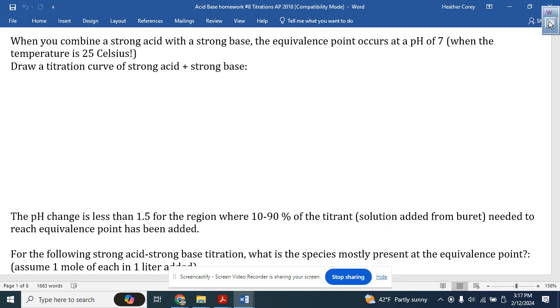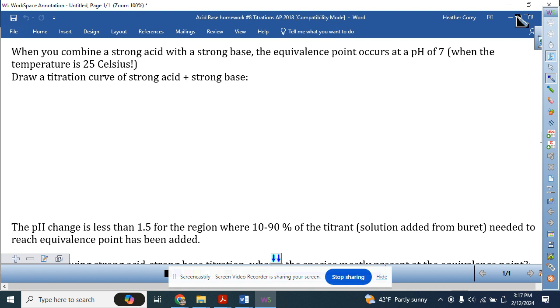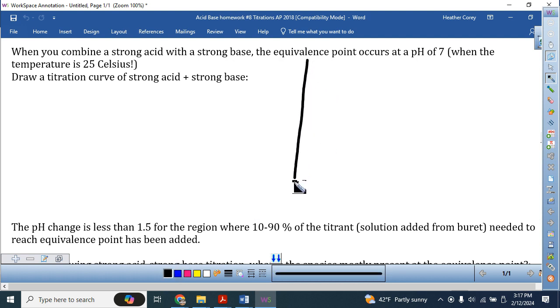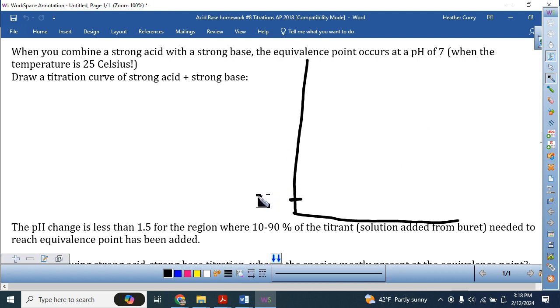Okay, so when you have a strong acid and strong base, you get what I call that really sharp S curve. And so it's going to look something like this. It's going to start low if you have a strong acid, maybe a pH of 1. And very little happened, as we saw when we were doing that titration. It barely was going up.